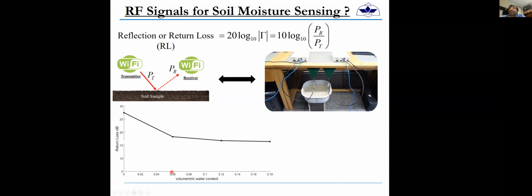फिर हमने क्या किया? We took another soil sample. ठीक है, we put water in the soil sample so that the volumetric water content is around 6%. And then we used that for experimentation. We did multiple experiments. We averaged this quantity and we plot it here, and so on. Okay, so the x-axis was known to us. We were interested in observing this y-axis, which was return loss.